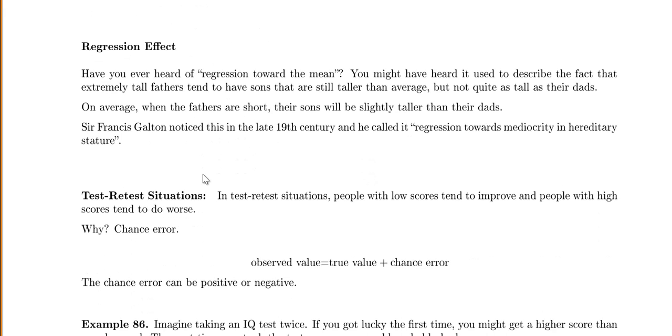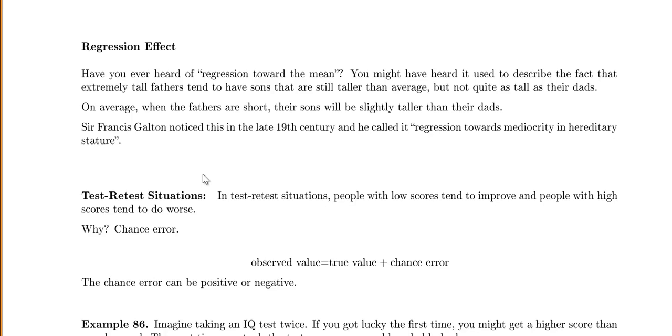The next thing is the regression effect. If you've ever heard about regression towards the mean, you might have heard it used to describe the fact that extremely tall fathers tend to have sons that are still taller than average, but not quite as tall as their dads. Or on average, when fathers are short, their sons will be slightly taller than their dads. And Sir Francis Galton noticed this in the late 19th century, and he called it regression towards the mediocrity in hereditary stature.